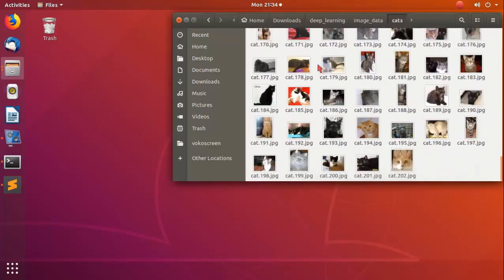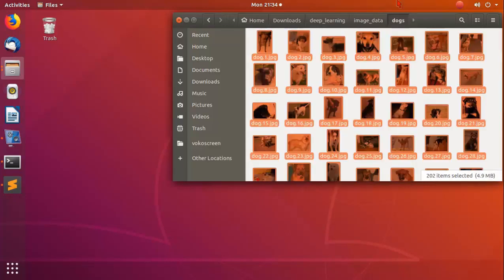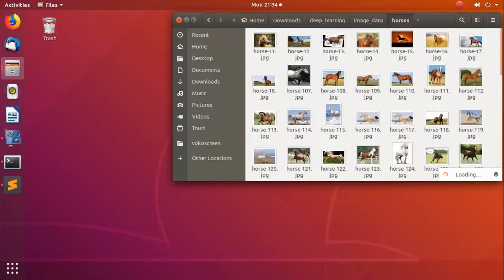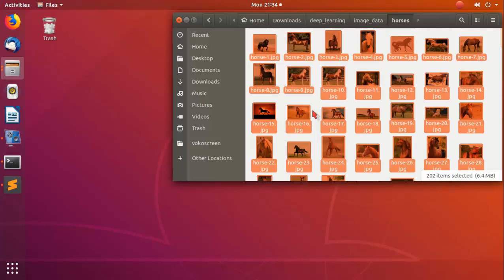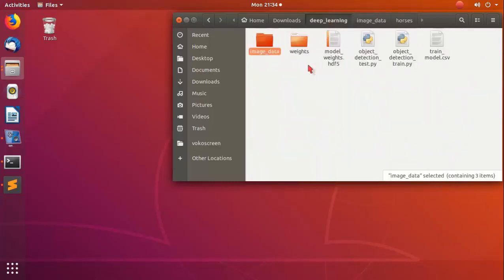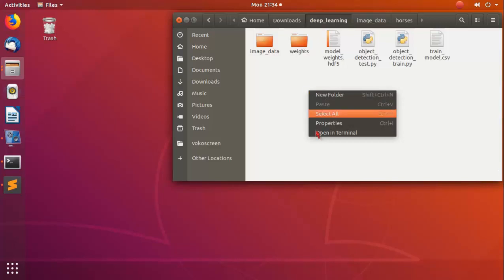There are a few images of cat, dog, and horses.